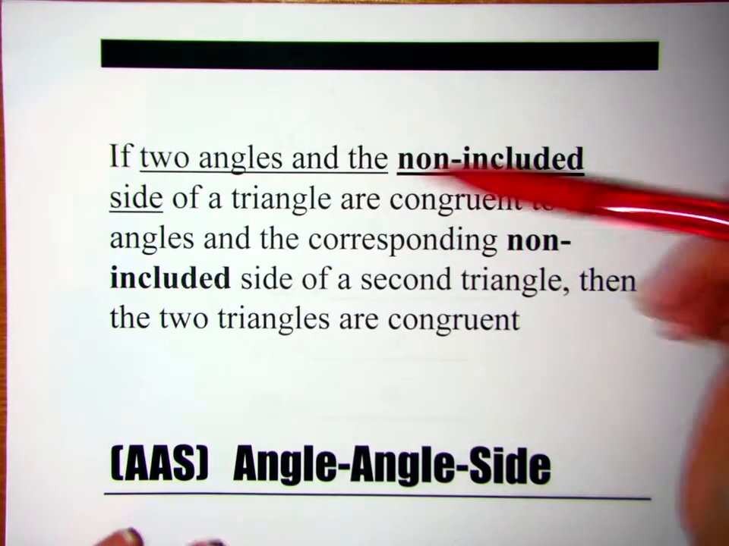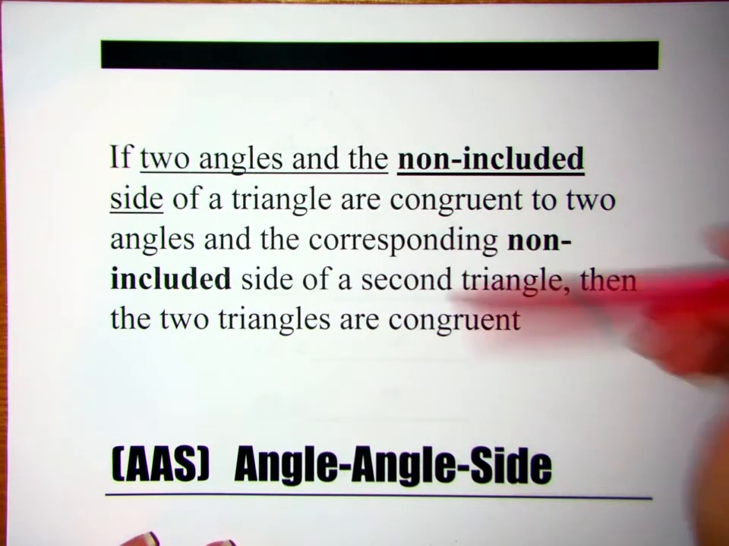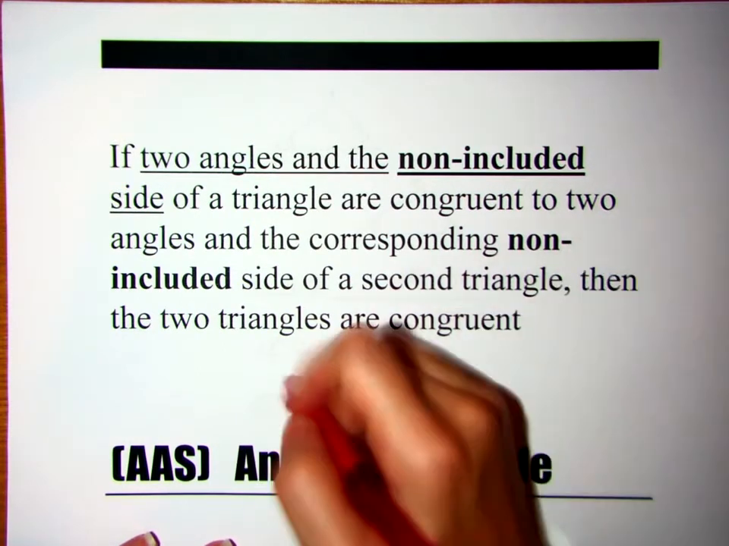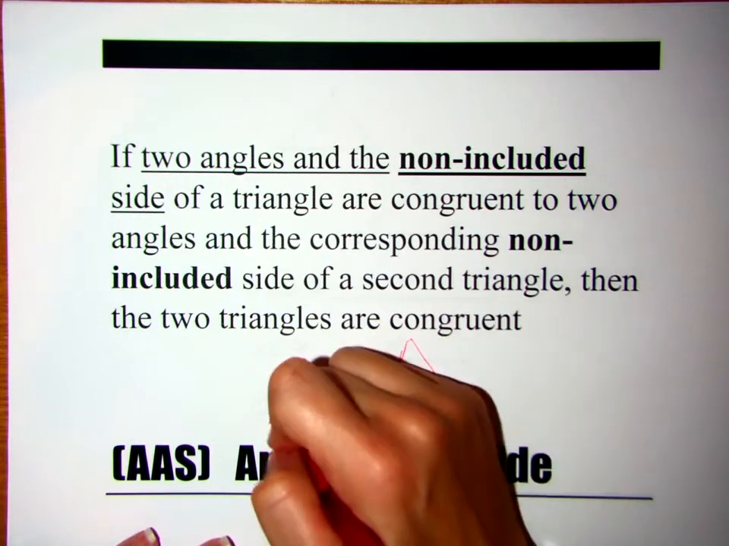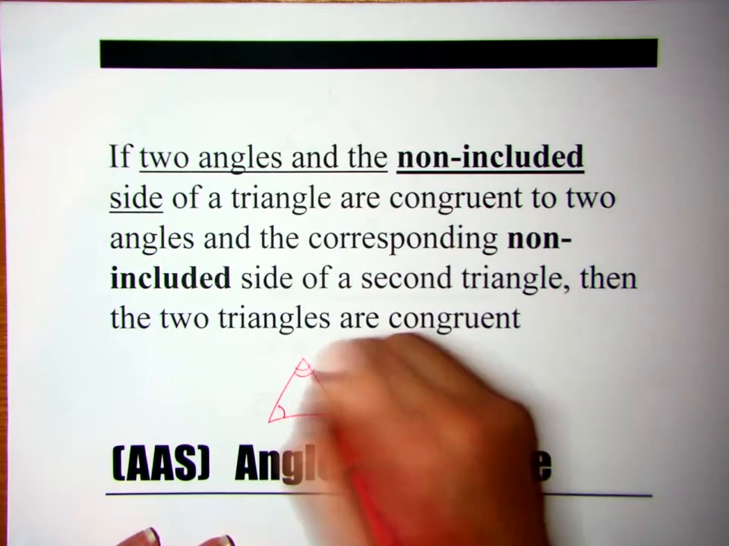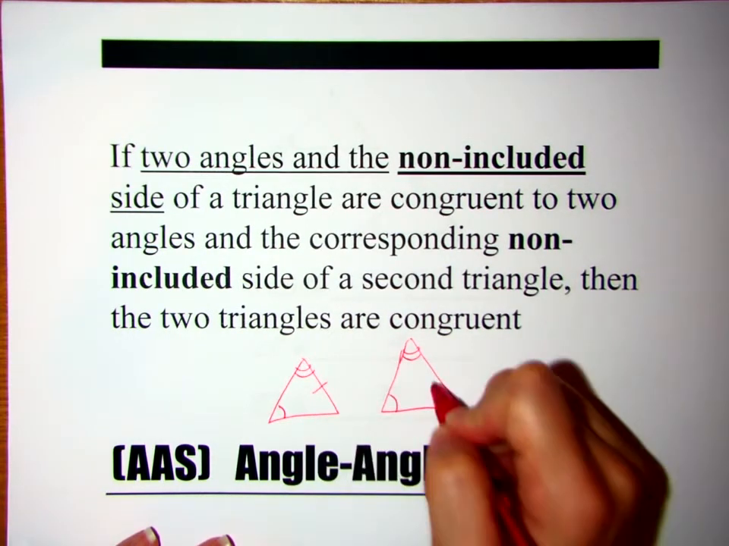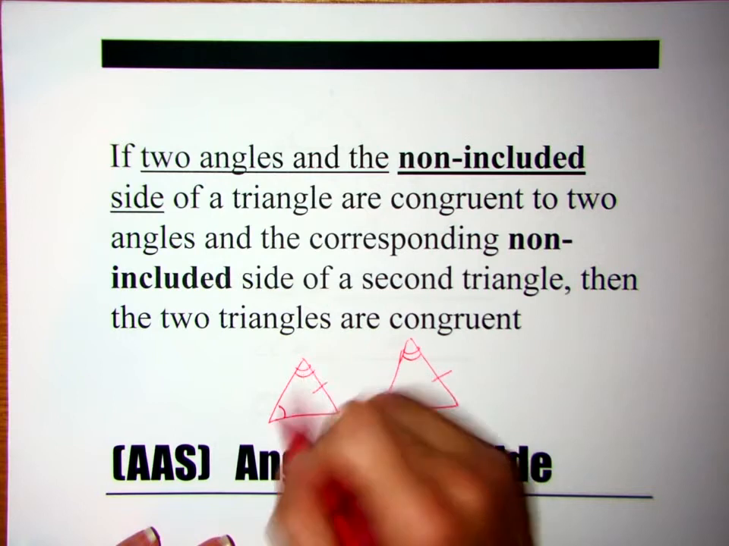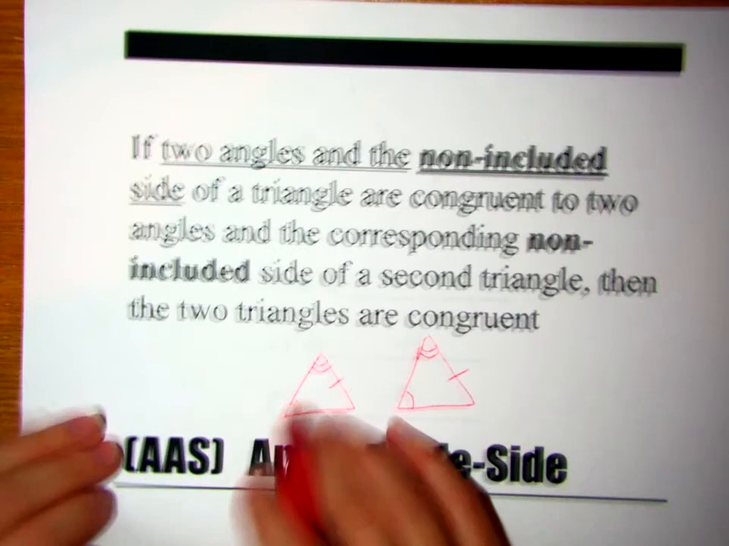Another one is that if two angles and a non-included side of a triangle are congruent to two angles and the corresponding non-included side of another triangle, then the two triangles are congruent. So again, let me draw you two pictures. Sorry, these pictures are so bad. Okay, so we would have an angle and an angle be congruent, an angle and an angle be congruent, and then we would have a side here. So it would go around like angle, angle, side. And so when you have that, you're able to say these two triangles are congruent.